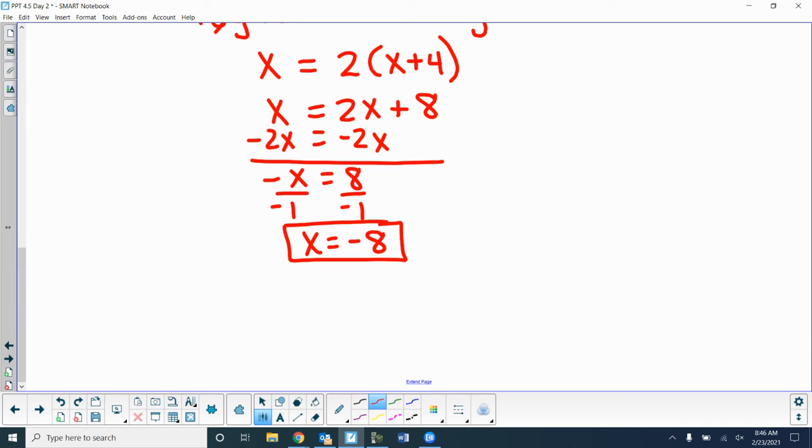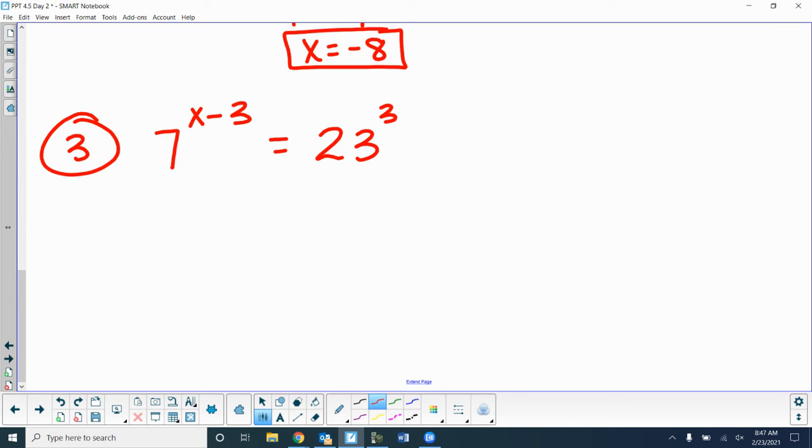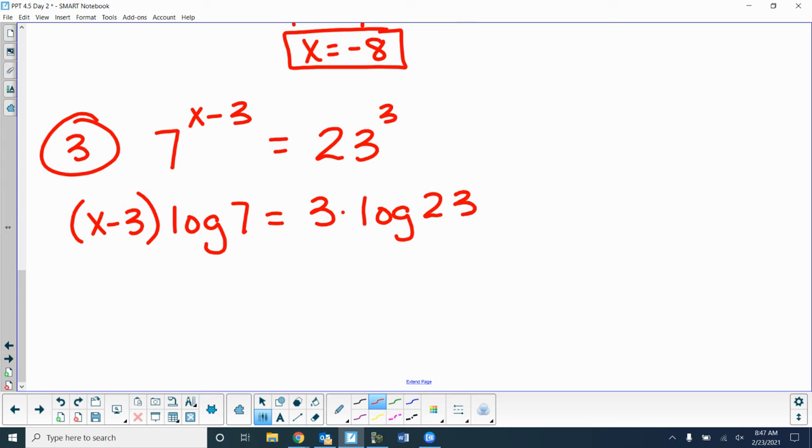Okay, number 3. This one, you would not have been able to rewrite with the same base. This one you have to take the log of both sides. But again, I just do what we've been doing: x minus 3, the exponent, times the log of 7 equals 3 times the log of 23. And then divide by the log of 7.